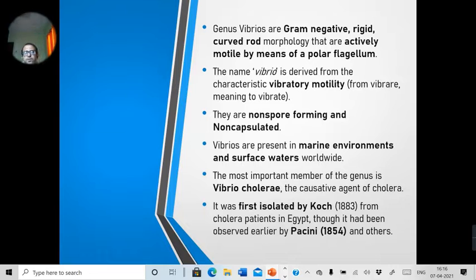Okay, and one of the most important members of this genus is Vibrio cholerae, which is the causative agent of cholera disease in human beings. Human beings मध्ये जो cholera disease होतो त्याचा main causative agent हा Vibrio cholerae हा bacteria.